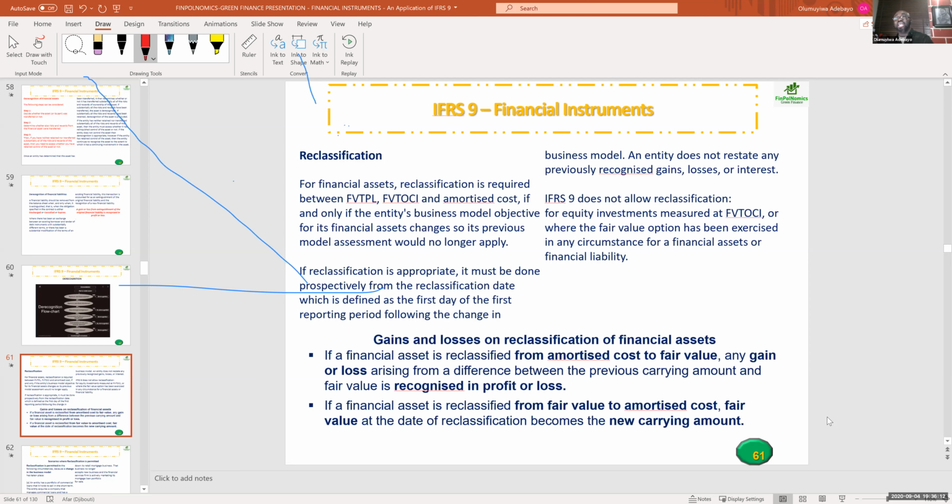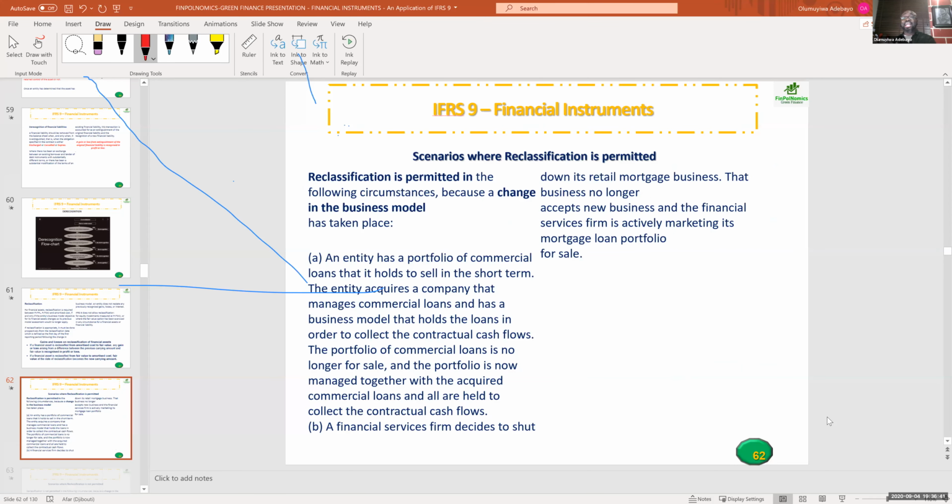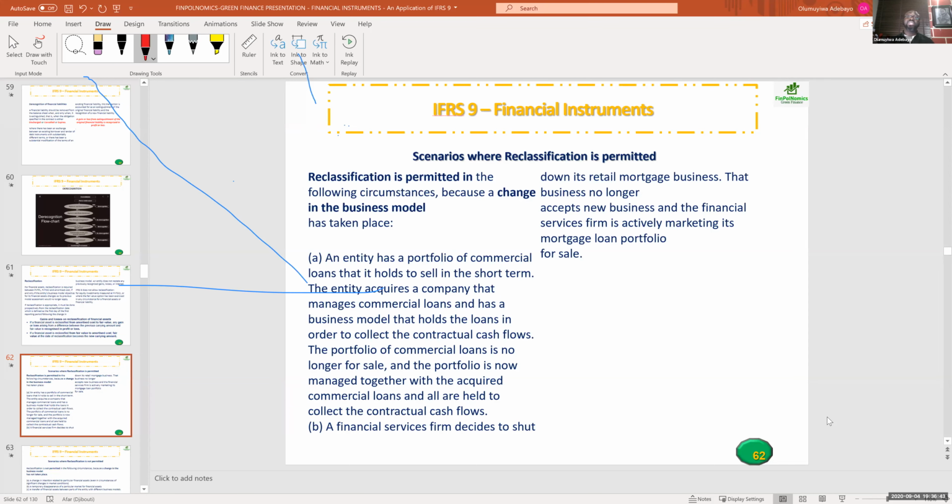But you can reclassify from fair value through profit or loss to amortized cost, and amortized cost to fair value through profit or loss. But one singular factor that you must consider for such a reclassification to be valid is that the business model has changed. If the business model has not changed, such a reclassification is not permitted. We might look at scenarios where the business model has changed and where such a reclassification is permitted.